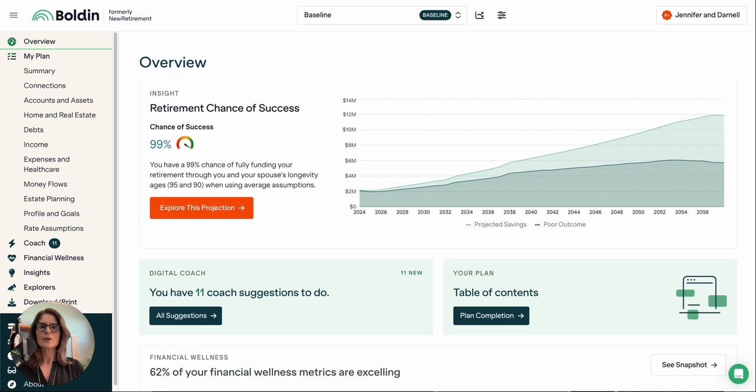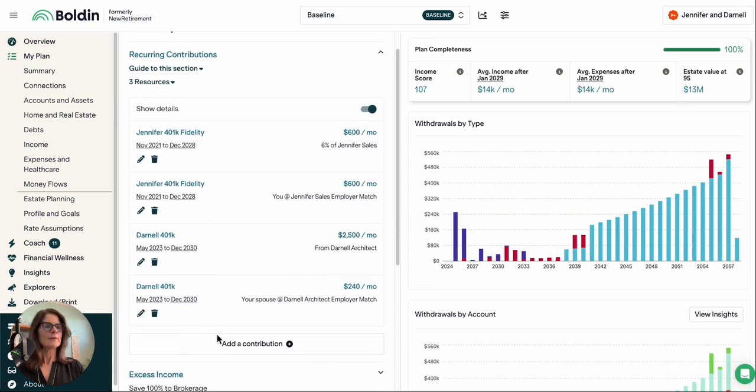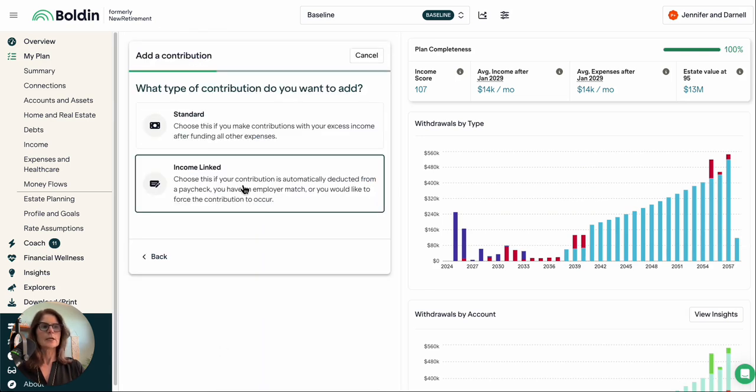In today's video, I'll discuss the money flow section of the Boldin Planner. Money flows begins with contributions, and you have the ability to add two types of contributions in the planner.